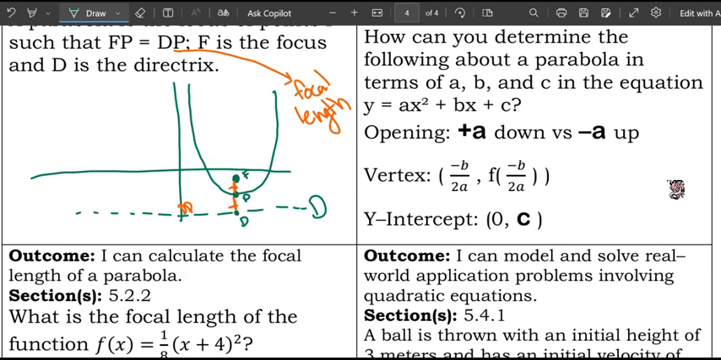If you have a positive a, that is going to be opening upwards. If you have a negative a, it's going to be opening downwards. For the vertex, the h value is negative b over 2 times a, and then for the k value, you plug that result into the formula. And then the y-intercept will be 0, comma, whatever the c value is.